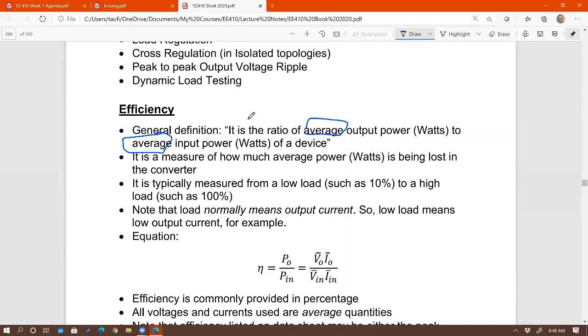Ideally, all the power that is delivered by the source should be absorbed by the load, should be used by the load. But we know that's not going to happen because a DC to DC converter has losses, and therefore there's some amount of power lost in the DC to DC converter. So the amount of power being lost would determine the efficiency of that DC to DC converter. Therefore it is important for us to be able to know this value.